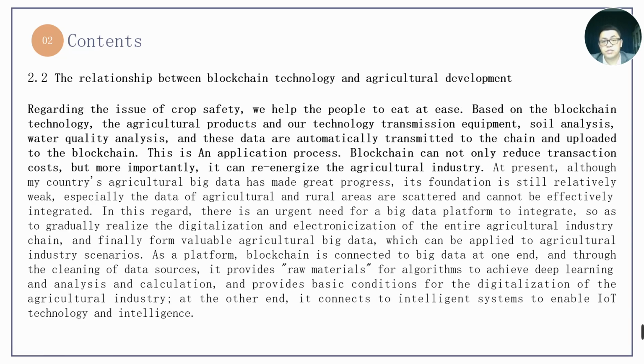Regarding the issue of crop safety, we helped people to eat at ease based on blockchain technology. The agricultural products and our technology transmission equipment, soil analysis, water quality analysis, and these data are automatically transmitted to the chain and uploaded to the blockchain. This is an application process. Blockchain can not only reduce transaction costs, but more importantly, it can re-energize the agriculture industry.